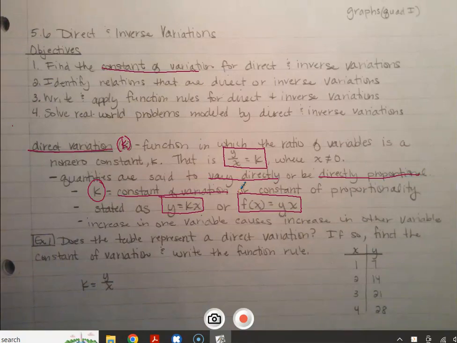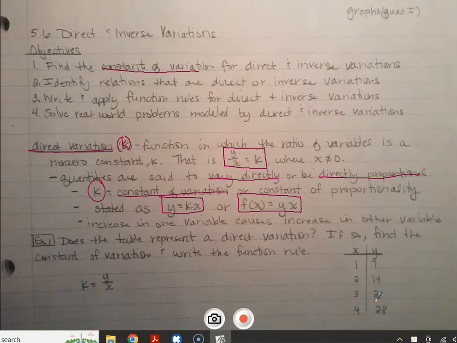So then let's look at example 1. Does the table represent a direct variation? If so, find the constant of variation and write the function rule. We've got our table over here with x and y. Our x values are 1, 2, 3, 4. Our y values are 7, 14, 21, and 28.